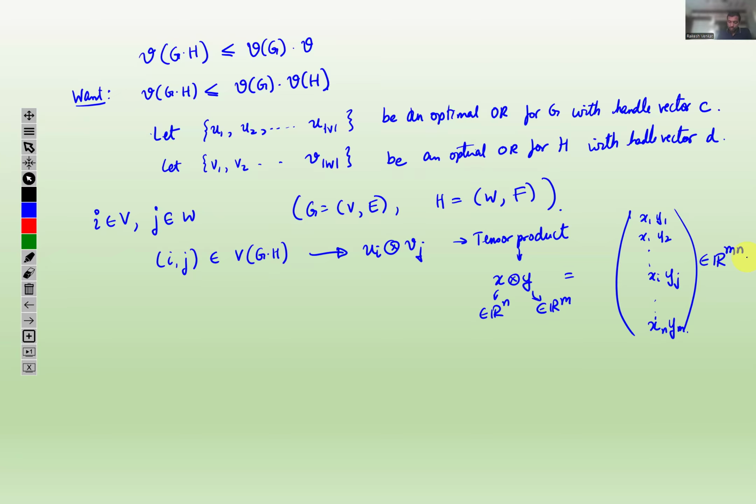You can think of it as some bilinear mapping, but I'll not do that. So this is concrete and nice. Good. Now the tensor product satisfies the following property. Notice that we have to deal with inner products, and I've taken tensors of vectors. A vertex in V of G dot H has this representation u_i cross v_j. Now, what's the handle vector that I'll take in order to define the value of this? Maybe I'll state a property here that I'll actually use later.